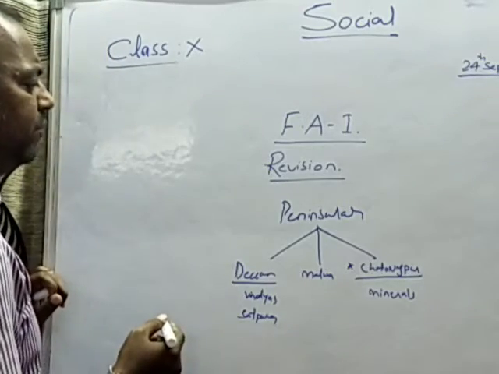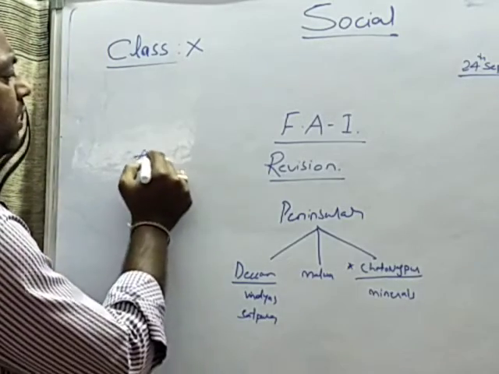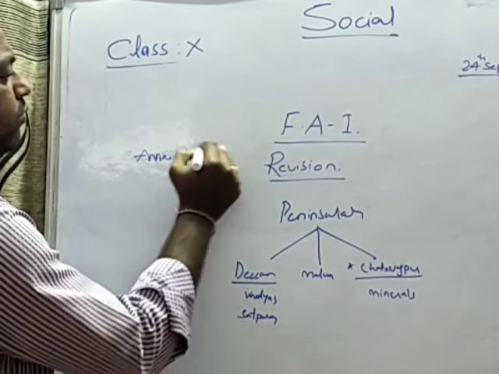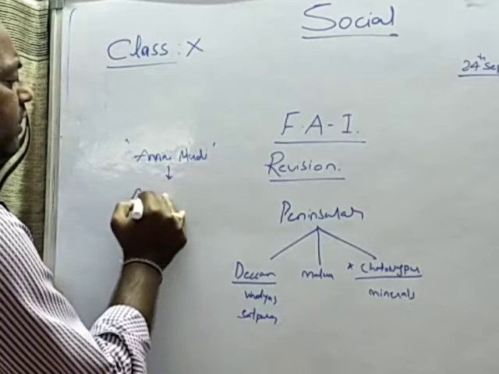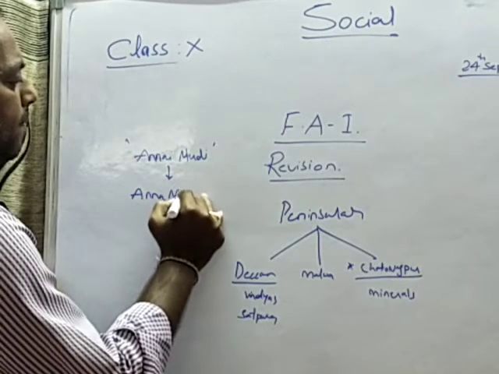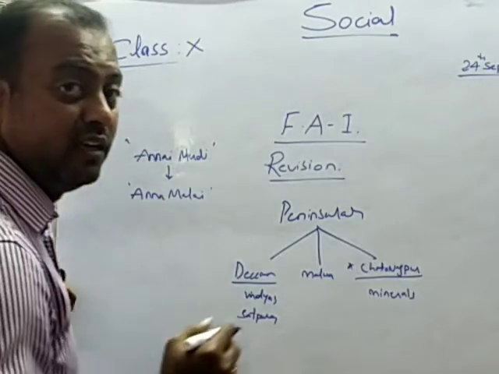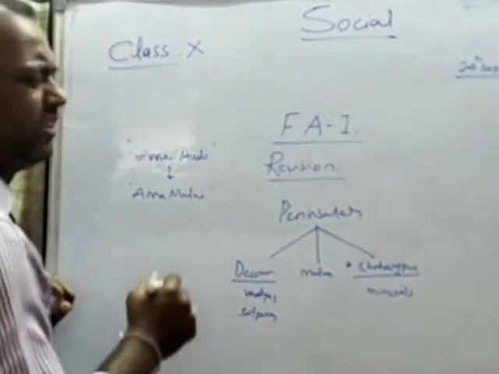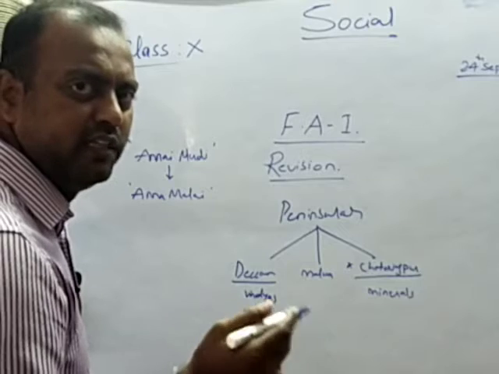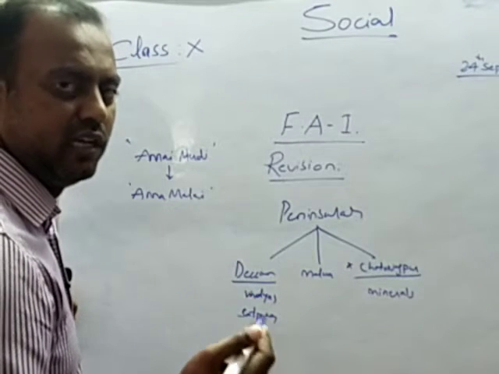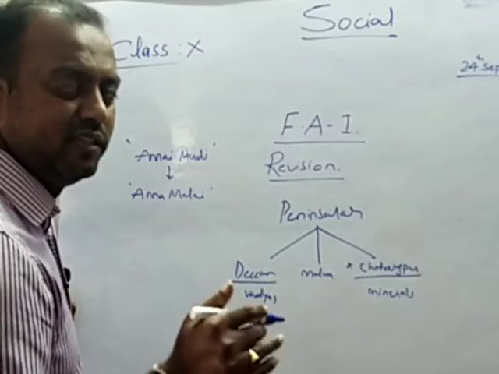The highest peak in South India is Annai Mudi. This Annai Mudi is actually located in the Annamalai Hills, which is located in Kerala. So this is the highest peak in South India. Okay, what is the highest peak in India, children? The highest peak in India is Kanchenjunga. Kanchenjunga is the highest peak in Himalayas in India.